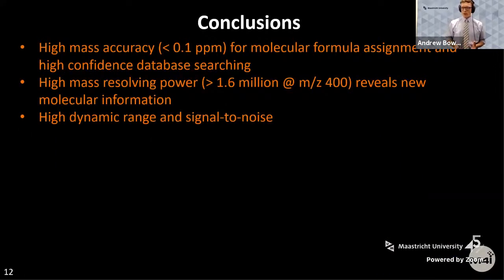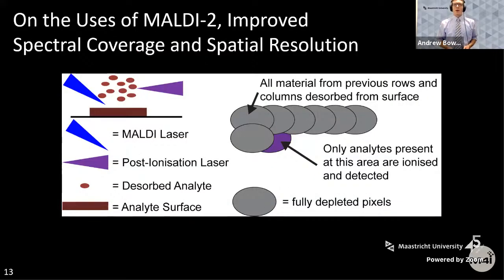So this experimental data had high mass accuracy, less than 0.1 ppm for basically all peaks, and down to 30 parts per billion for our internal standards, which allows for high confidence in our database searching and molecular formula assignment. We could get high mass resolving power of greater than 1.6 million at mass to charge 400, and we were able to get very high dynamic range and signal noise.